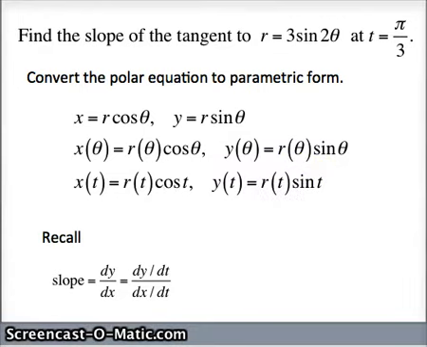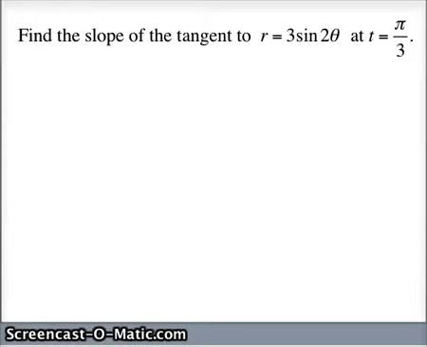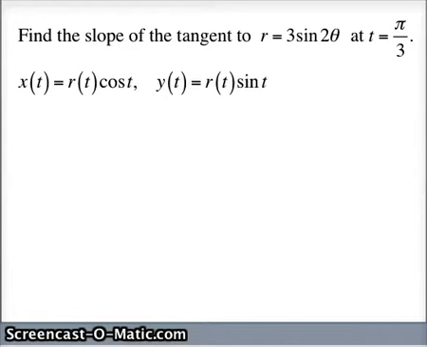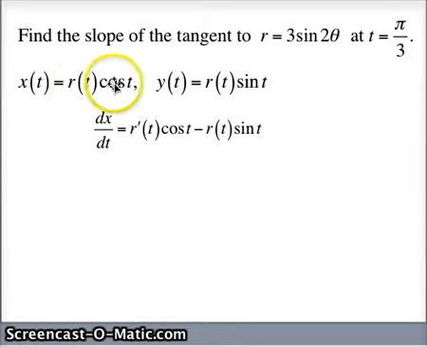So think about the approach we're going to use to get there. Again, here's our problem. Here's our x of t and our y of t. And we have to find dx/dt. The strategy we'll use is the product rule. Derivative of the first, r prime of t, times the second, cos t, plus r of t times the derivative of cos, which is minus sine t. And we have our representation for dx/dt.